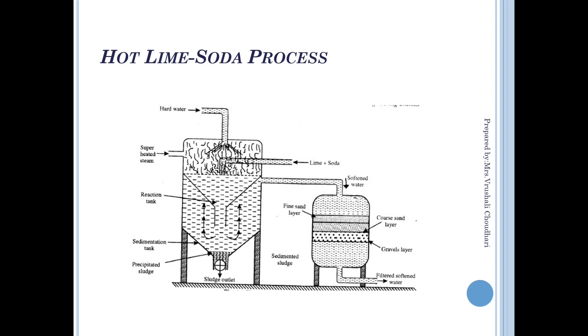Hot water is going to convert soluble calcium and magnesium salts into the insoluble precipitate, and that precipitate is heavier, so it is going to settle at the bottom and is removed by the sludge outlet, while the water which is free from calcium and magnesium is collected in a different tanker and passed through the filter, so we get softened water. This process is faster.